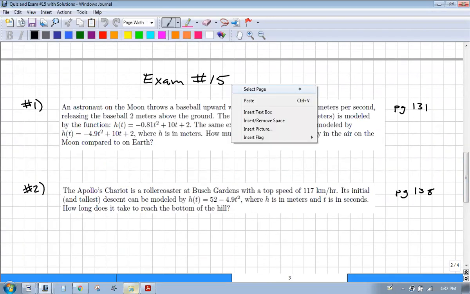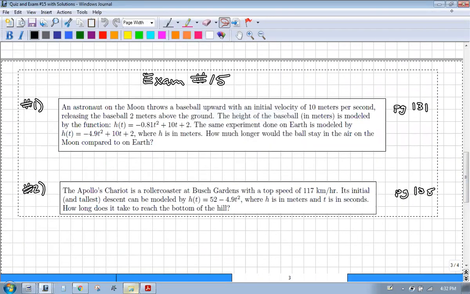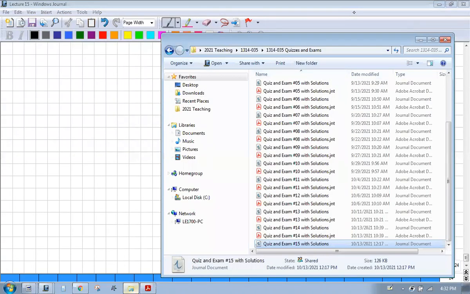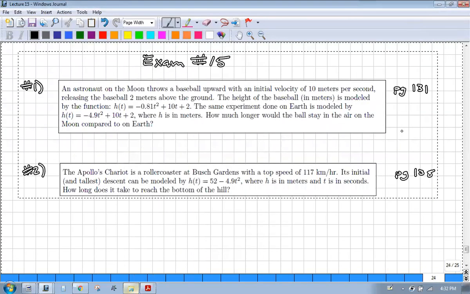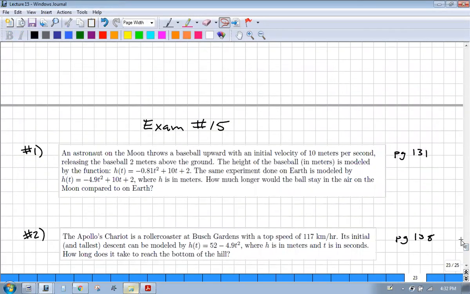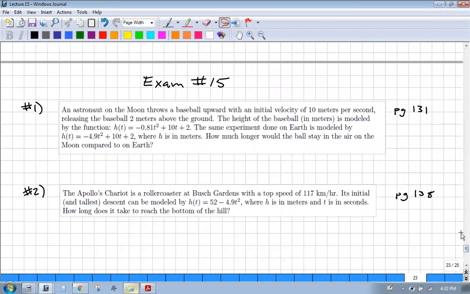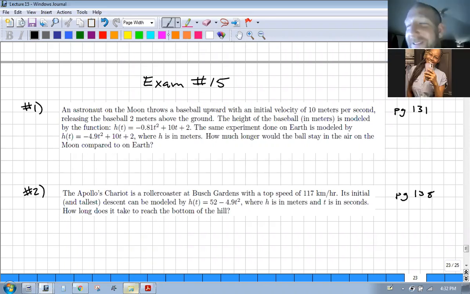Here's your exam. I put the page numbers that they're from for your convenience there. And that's it. Cool. Thank you, sir. You have a great weekend. Y'all too. Enjoy.